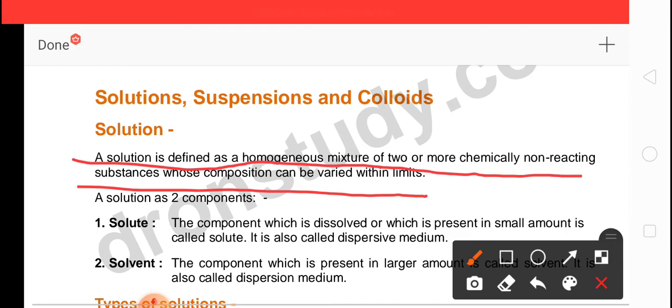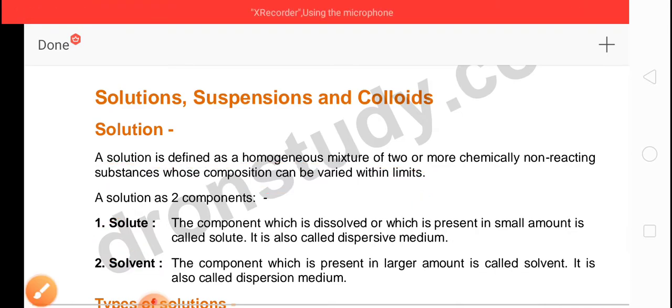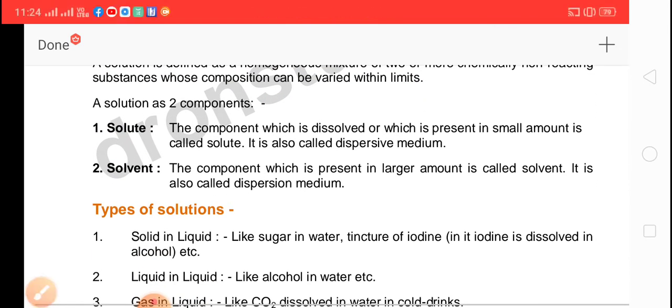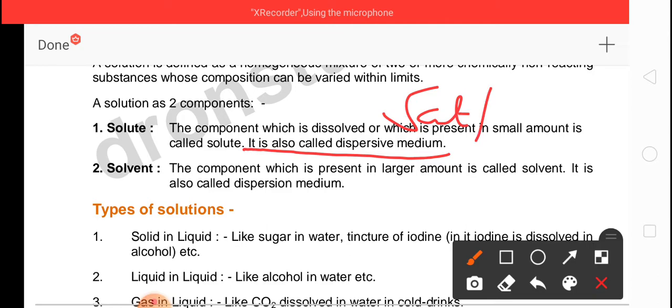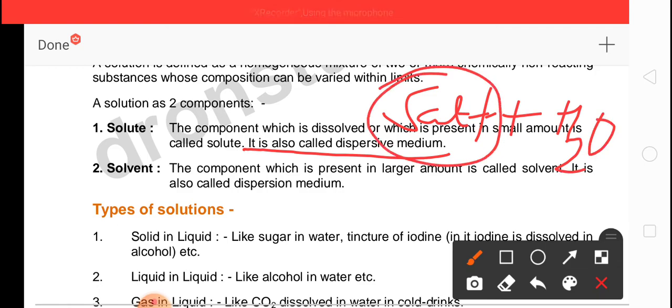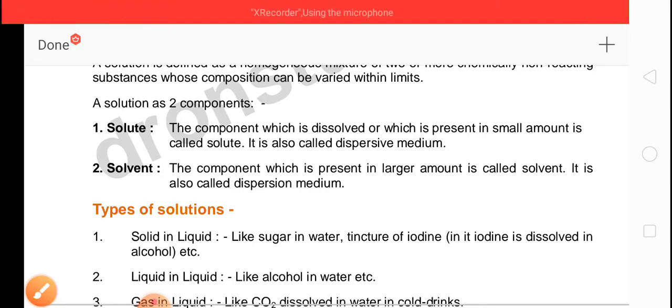A solution has two components. One is solute and the second is solvent. Do you know what a solute is? The component which is dissolved or which is present in a small amount is called the solute, and it is also called the dispersed phase. When we take salt and add it to water, the amount of the salt is small, so we say the component present in a small amount is called solute.